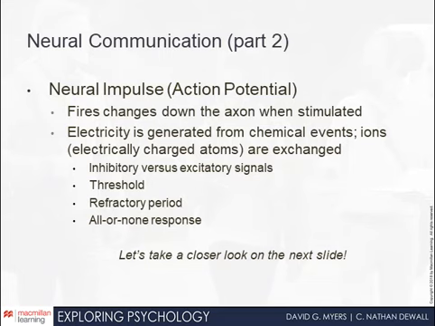Then there's a refractory period, or a rest period. Once a neuron has fired, there's a certain amount of time that must elapse before it will have the ability to be stimulated again and to be fired. And then we have another quality, something called the all-or-none response. When a neuron fires, it fires exactly the same way every single time. It does not overfire or underfire. So let's take a closer look at the next slide.